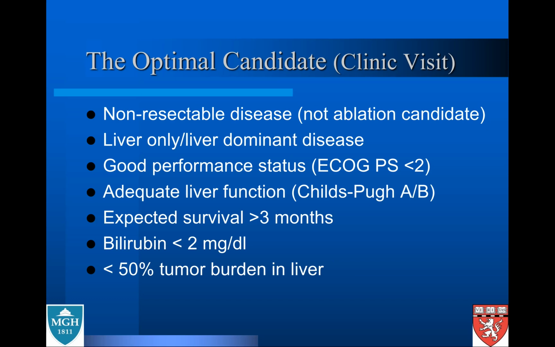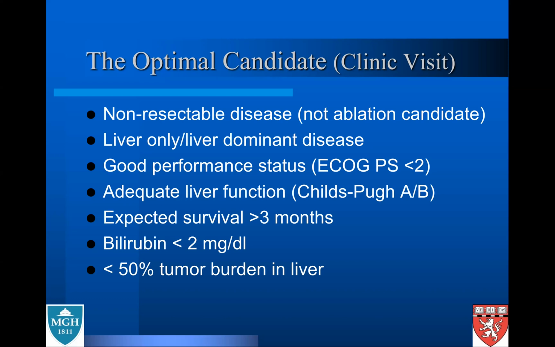So the optimal candidate for radioembolization, and this is also true for chemoembolization, is not a curative treatment patient, so not ablation or surgery. Liver-only or liver-dominant disease is very important, because some of the tumors we treat, such as metastatic colorectal cancer, come from other places in the body. And if there's a lot of tumor outside of the liver and we're just treating the liver, we've come to realize that doesn't really benefit overall survival. So you want to select patients where chemotherapy has possibly shown that the liver is really the only problem, and that's what you're approaching.